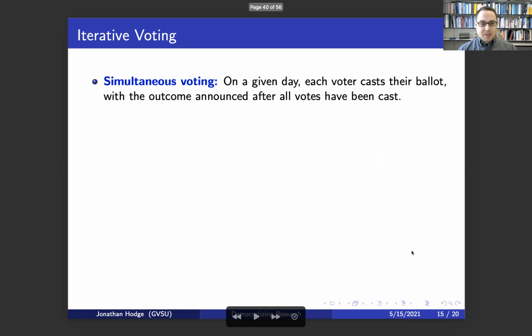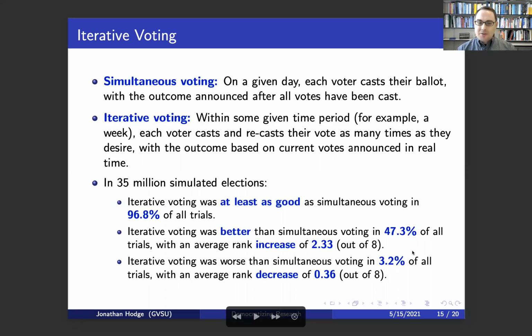So we ran extensive simulations and found that this iterative method was at least as good as simultaneous voting in almost 97% of our trials. Iterative voting was better than simultaneous voting in close to half of all of the trials, and significantly better when it was better. And iterative voting was only worse in 3.2% of the trials. And when it was worse, it was only worse by a little bit. So we concluded that this would be an interesting and novel, though perhaps hard to sell, method for resolving the outcomes of referendum elections with non-separable preferences.